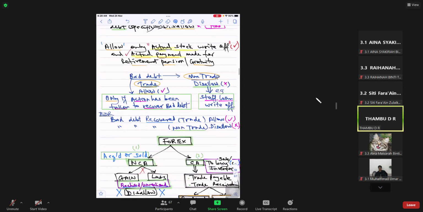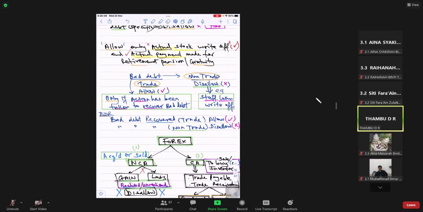Bad debt recovered. Trade allowed. Non-trade, tak boleh. That means a staff borrowed money and is paying you now. That will be credited in the income statement. For tax, we will throw it out. Still taxable, not under 4A. That's why you put it, I take it up, because that is non-trade.